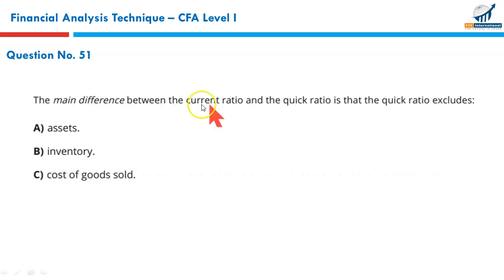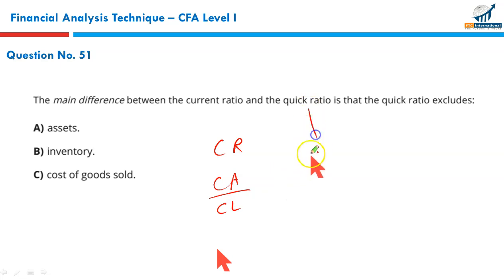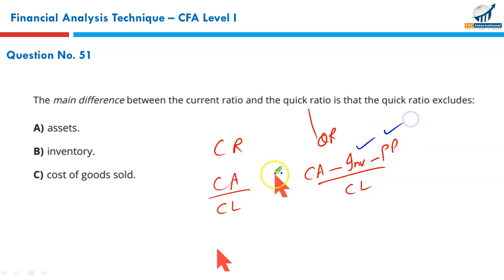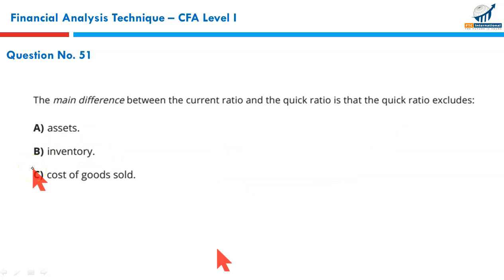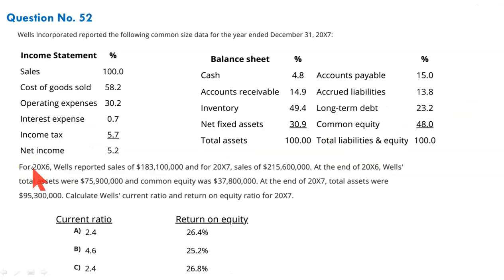The main difference between the current ratio and the quick ratio. Current ratio is current assets upon current liabilities. Quick ratio, also called the acid test ratio, is current assets minus your stock or inventory minus your prepayments upon current liabilities. The differences are your stock and prepayments. Out of these, we have only been given inventory, so that makes B the correct option.